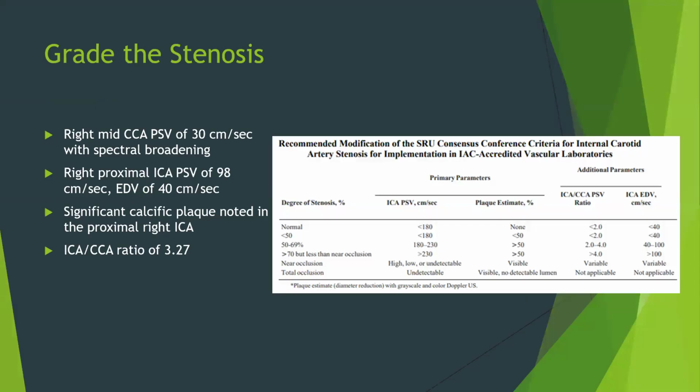All right, so this is one that I want us to kind of think about here. In our right, we get a right mid CCA peak systolic velocity of 30 centimeters per second with spectral broadening. Okay, we have a right proximal ICA peak systolic velocity of 98 centimeters per second with an end diastolic velocity of 40. Okay, we have significant plaque that we see within the ICA itself, and we have an ICA CCA ratio of 3.7. I want you to grade this stenosis.